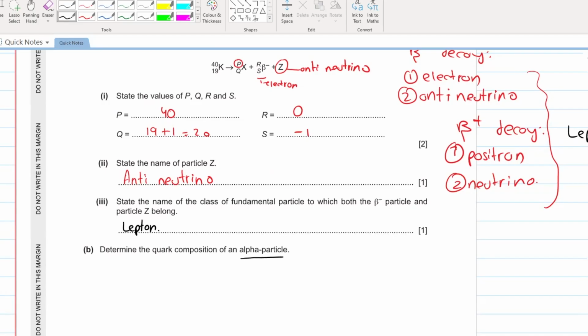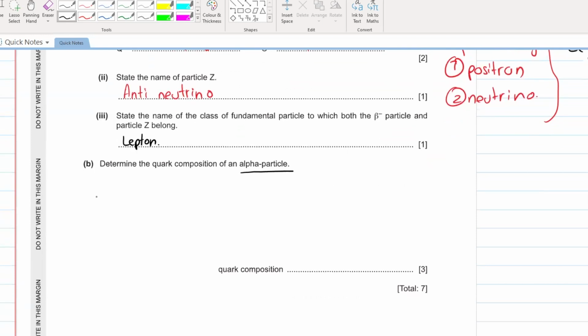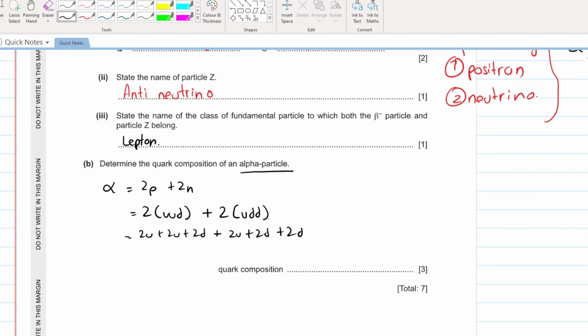Determine the core composition of an alpha particle. What an amazing question. An alpha particle consists of what? 2 protons plus 2 neutrons. What is the core composition of a proton? 2 up quarks and 1 down quark. What is the core composition of a neutron? 1 up quark and 2 down quarks. Multiplied by 2: 2 up quarks plus 2 up quarks plus 2 down quarks plus 2 up quarks plus 2 down quarks plus 2 down quarks.